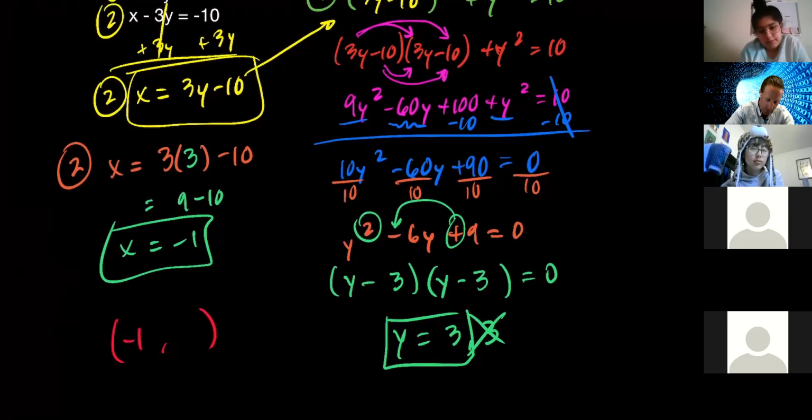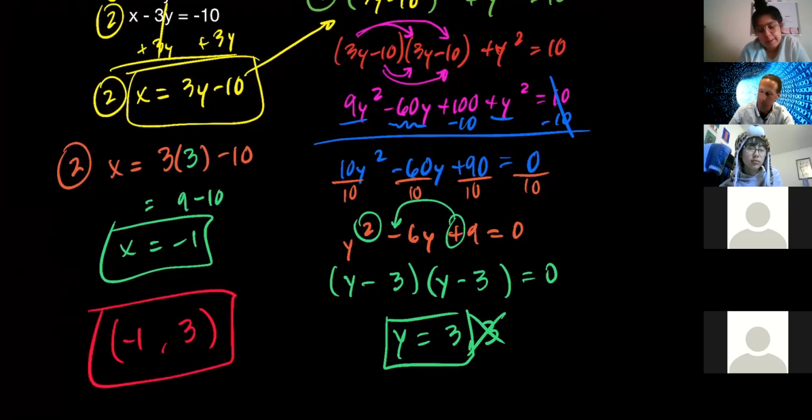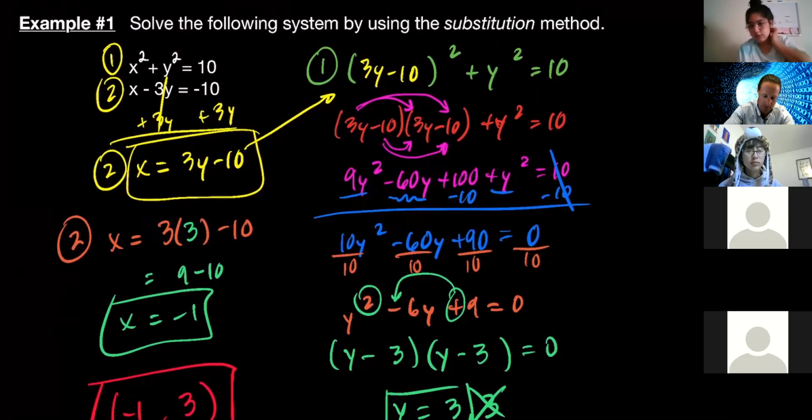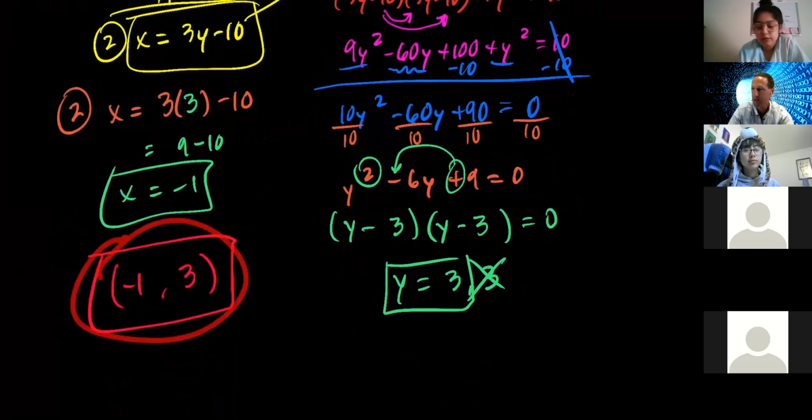Okay? So negative 1 comma 3 would be, if we graphed it, which you can go on to Desmos or whatever graphing calculator you might have, and graph these 2 equations. That circle and that line, and you guys would actually know exactly where they intersect.